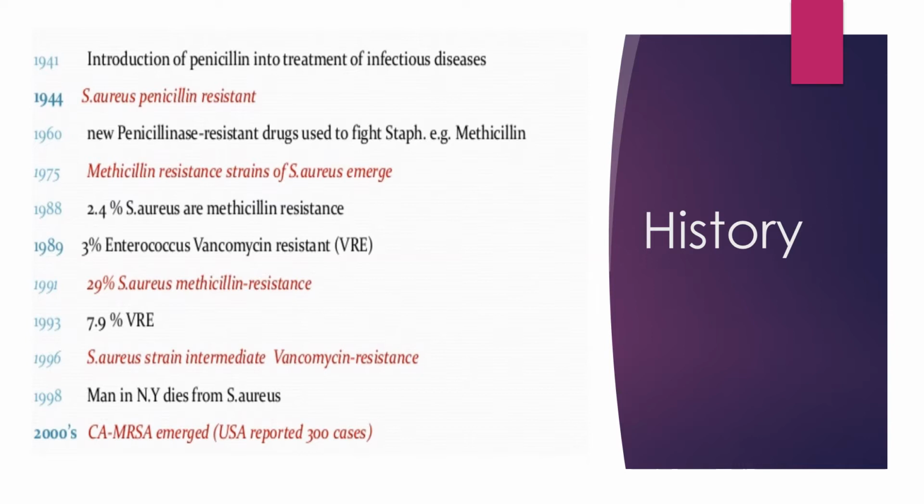1996, S. aureus strain intermediate vancomycin resistant. 1998, a man in New York dies from S. aureus. In 2000, community-acquired MRSA emerged. The U.S. reported 300 cases.